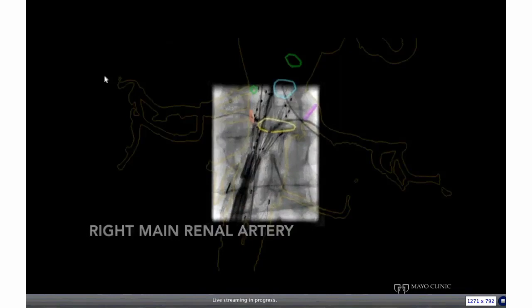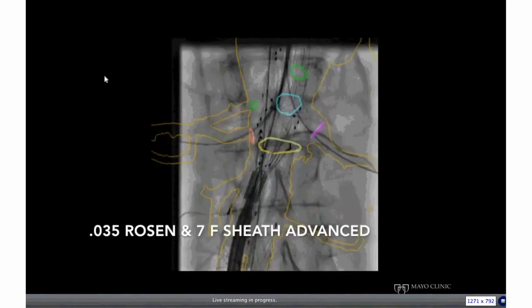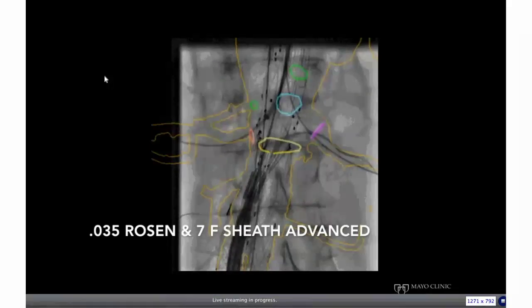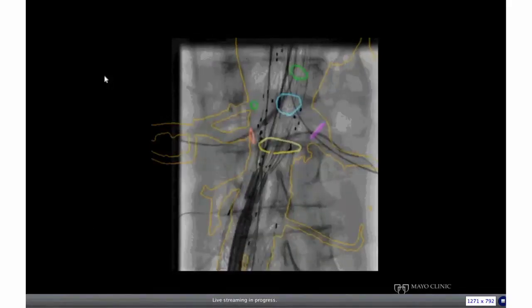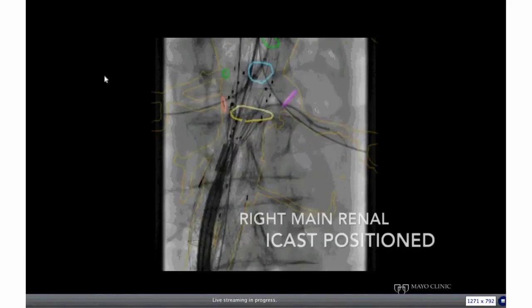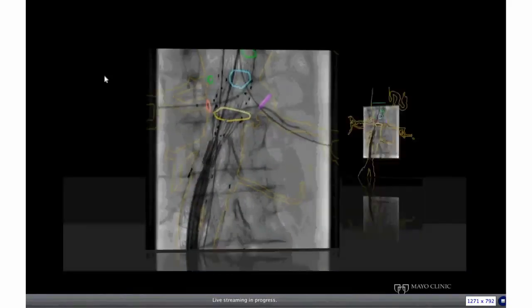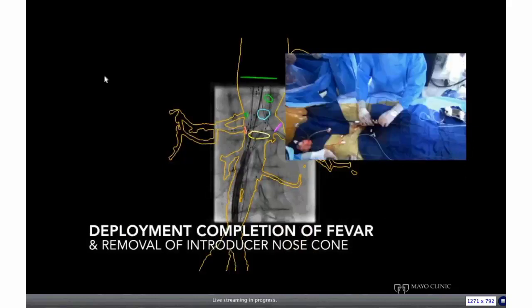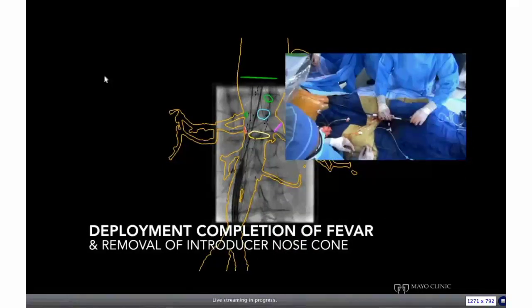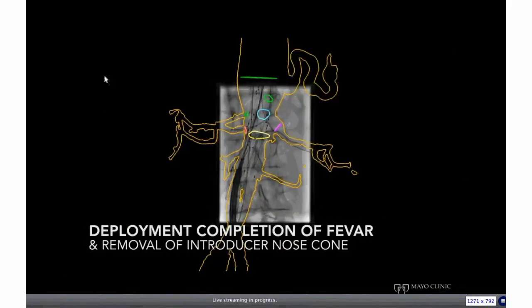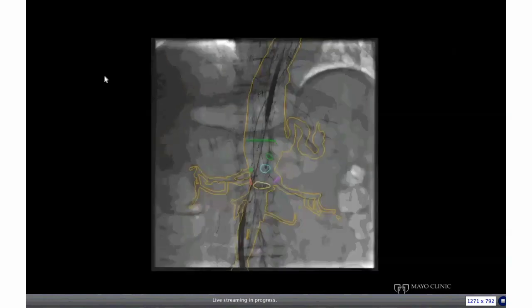At this point, I elected to position a sheath and a stent ready to deploy in the right renal artery, and elected to not catheterize the accessory small renal artery that was just above. The device was then fully deployed. The delivery system was removed and the landing zones were dilated using a compliant Coda balloon.